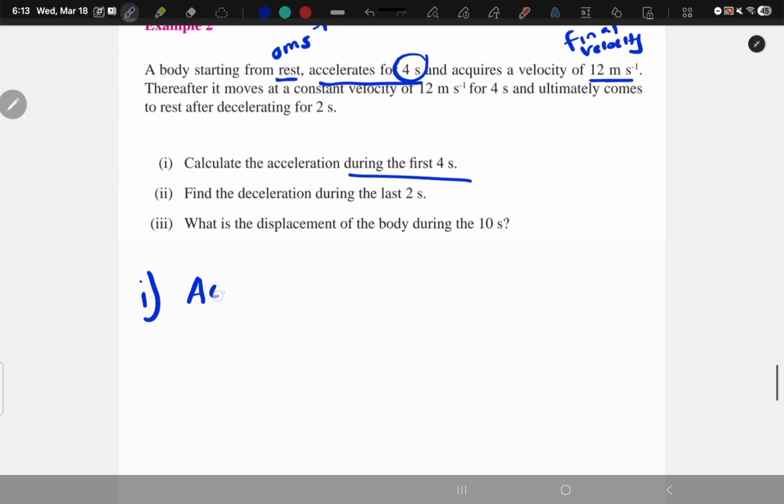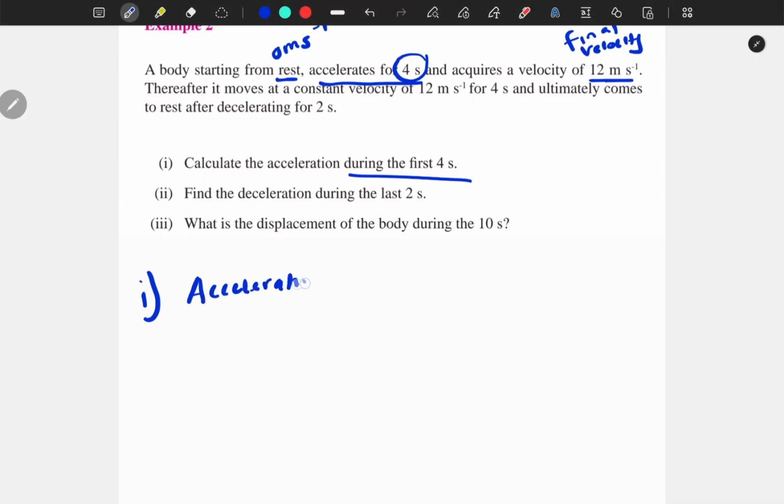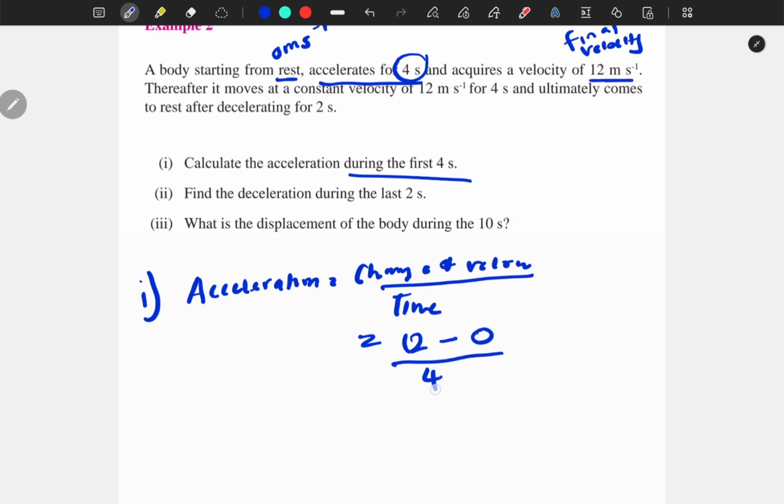So the acceleration equals change of velocity, right? You can write change of velocity over time. It's not clear, right? You can write your equations. So what is the change of the velocity? Final velocity minus initial velocity divided by time. Remember to put the units, okay? So the answer is 3 meters per square seconds.